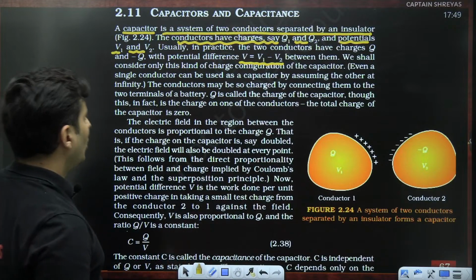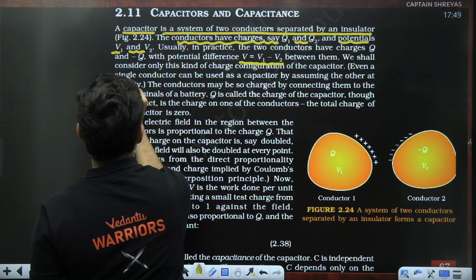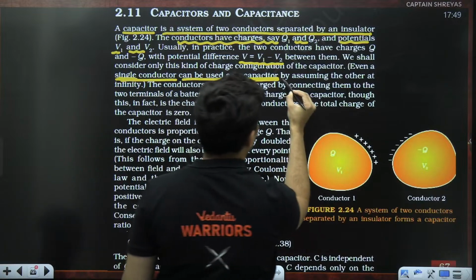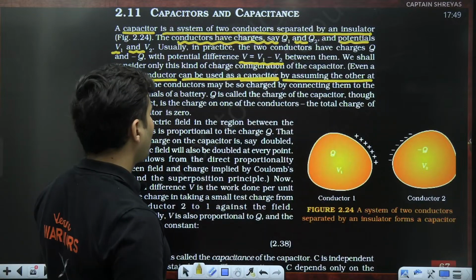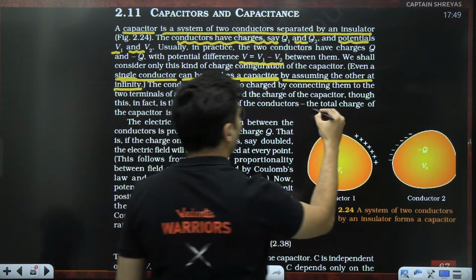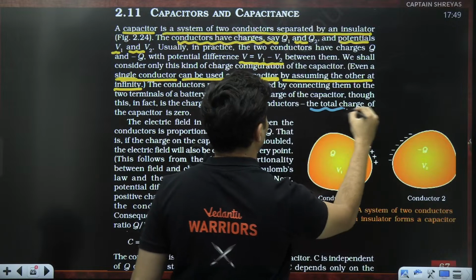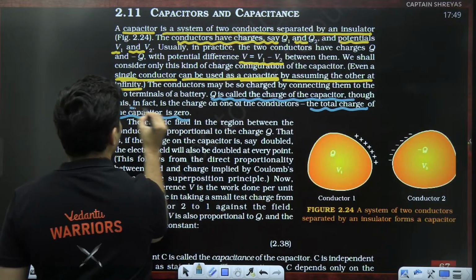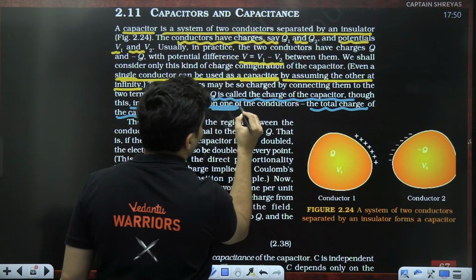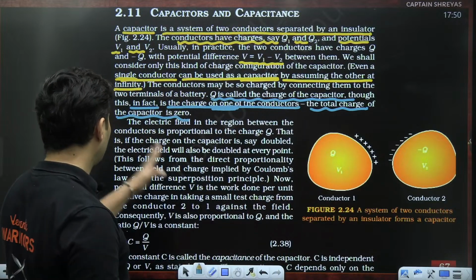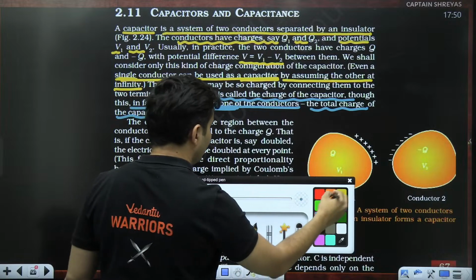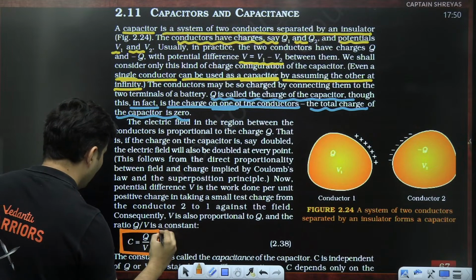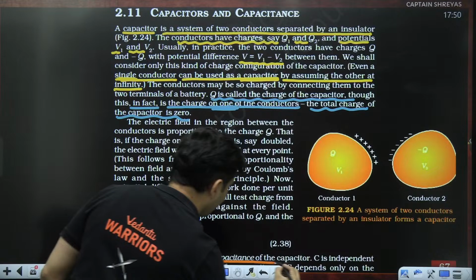Okay, also they have mentioned even a single conductor can be used as a capacitor by assuming the other at infinity. Okay, that is what they have mentioned. The total charge, very, very important, the total charge of a capacitor is always 0. But when I say the charge on the capacitor, what I mean is the charge on any one of the conductors. Also, they have mentioned the definition of capacitance right over here. The capacitance is the amount of charge on any one of the conductors divided by the voltage difference. This C is called the capacitance of the capacitor.